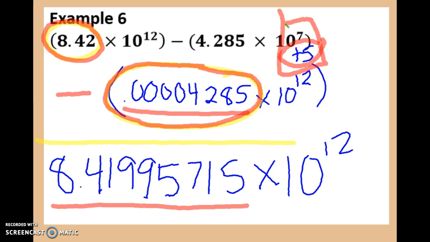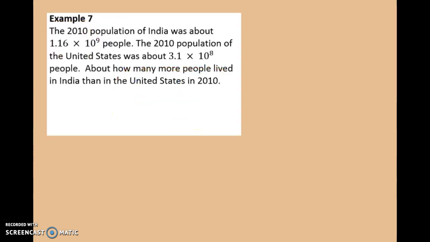Now our last example is a population problem. So we have the 2010 population of India was about 1.16 times 10 to the 9th power. And the population in 2010 of the United States was 3.1 times 10 to the 8th power. About how many more people lived in India than the United States? So we are going to subtract our two scientific notations.